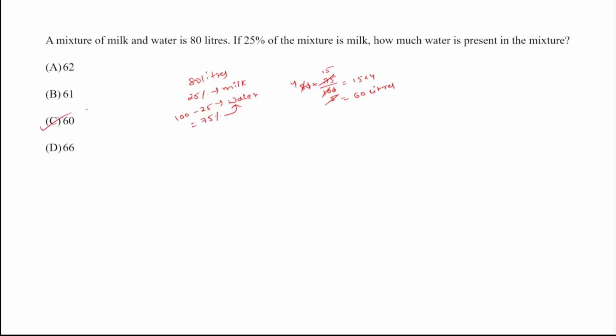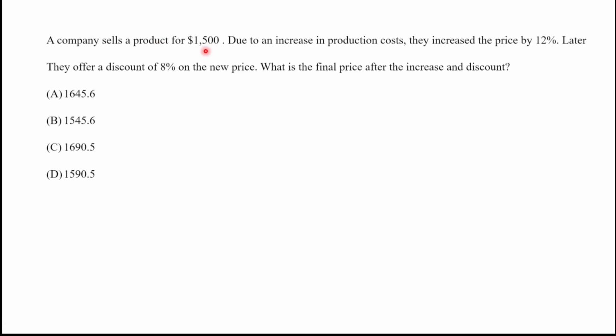Let's see the next question. A company sells a product for $1,500. Due to an increase in production cost, they increased the price by 12%. Later, they offer a discount of 8% on the new price. What is the final price after the increase and discount?